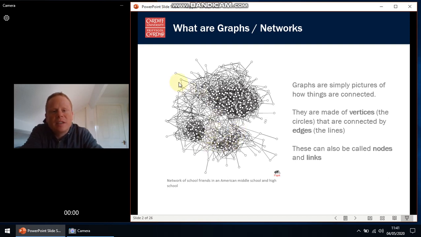So these tend to be called things like nodes and links, or edges and vertices and so on. And let's not get graphs confused with the other type of graphs, things like bar charts and pie charts and so on. We won't worry about that. We're just talking about these sorts of networks.